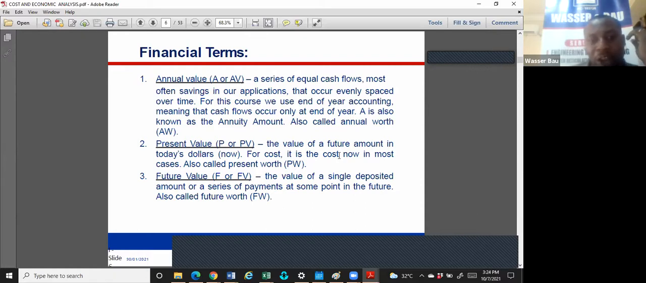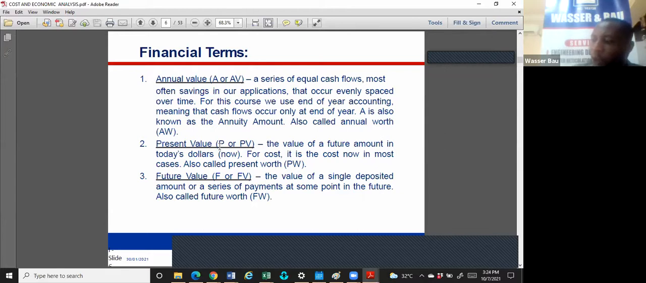Okay, the second term is what we call the present value. You represent it as P or PV. In Excel, it is known as PV, present value. You can also see some people represent it as P or principal. So you say it's the value of the future amount in today's dollar.